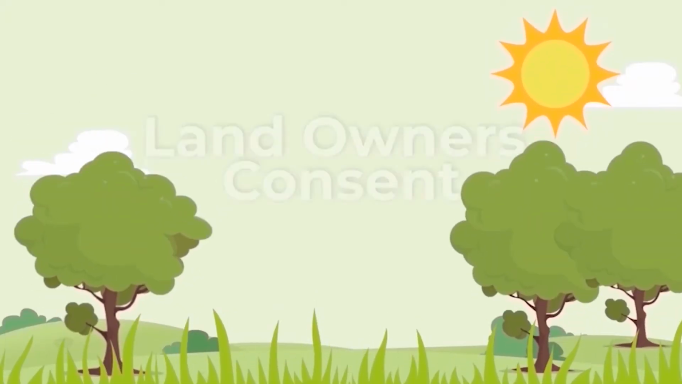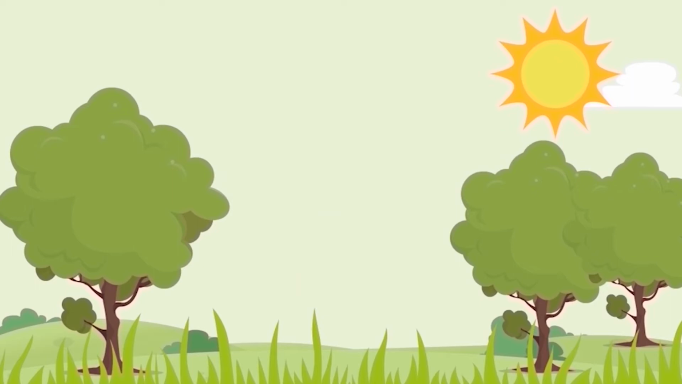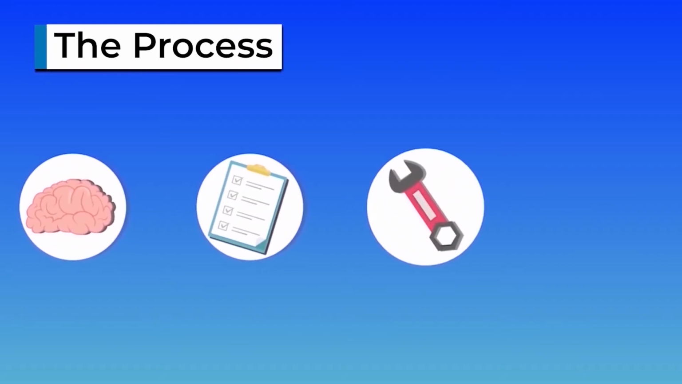Here on Redlands Coast, to complete any work on council-owned land, occupiers must seek landowners' consent from council. This consent is a formal letter from council which stipulates the terms and conditions that you are required to follow when completing your project. The landowner's consent has four main sections of process: strategy, planning, delivery, and outcomes.